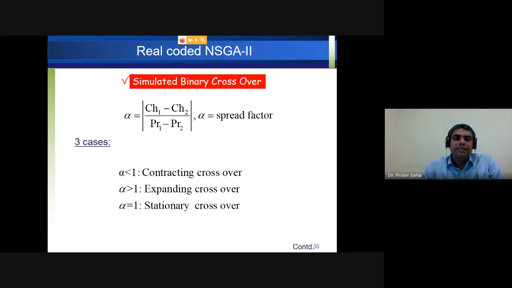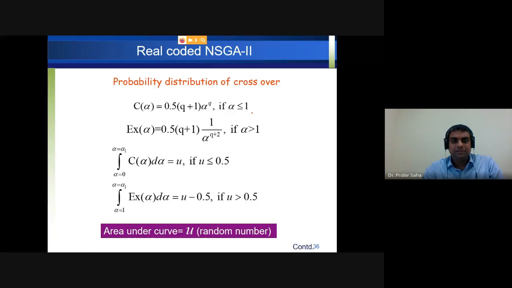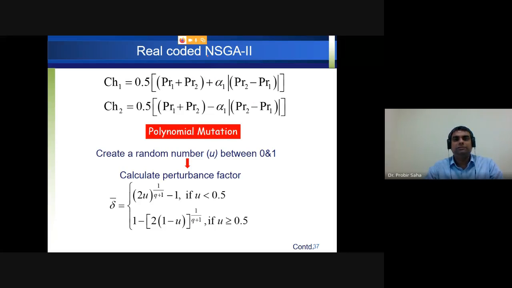For that, again, there are several algorithms available, and one of them is simulated binary crossover, which was developed by Professor Deb and his team. I can tell you just this: after finding the alpha 1, this is how finally you can find out children 1 and children 2.